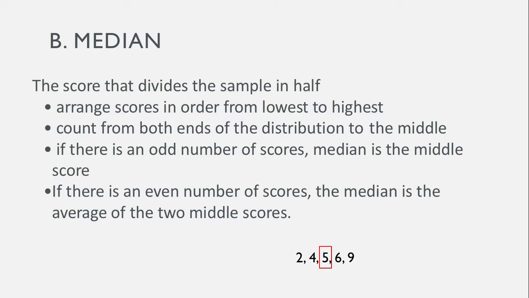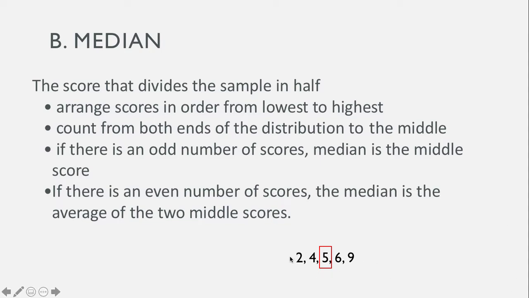Then there is the median. It is the score that divides the sample in half. So when figuring out the median, you want to order the scores from lowest to highest, and then count from both sides of the distribution until you get to the center. If there's an odd number of scores, the median is the middle score. But if there's an even number of scores, the median is the average between the two middle scores.